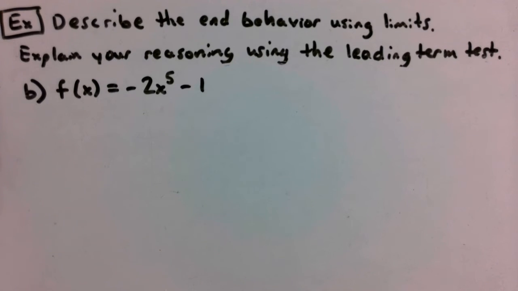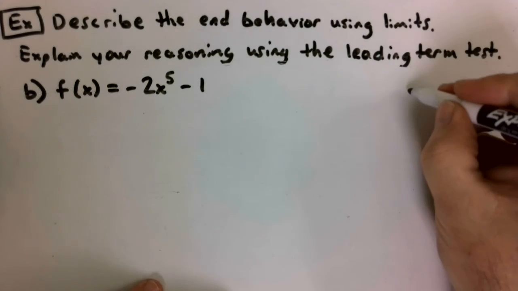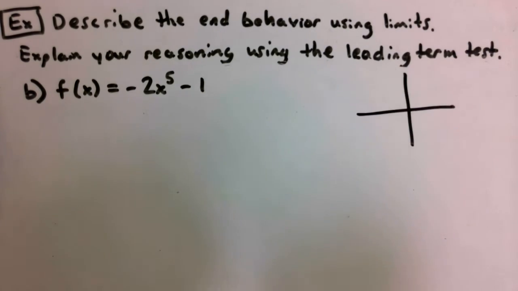So again, our directions are to describe the end behavior using limits. You're going to be able to do that if you know the leading term test, and we are supposed to explain how we know what the right and the left sides are doing. I'm going to sketch a graph, and I'm going to do that by looking at the lead term.